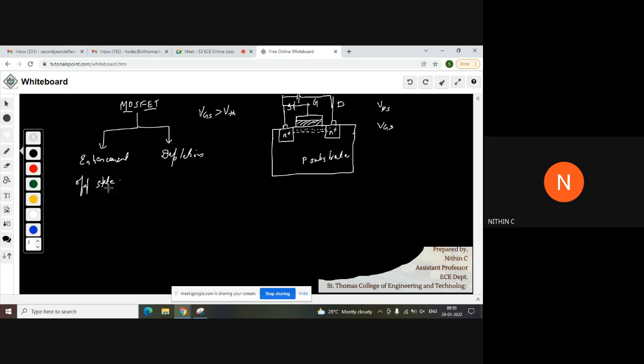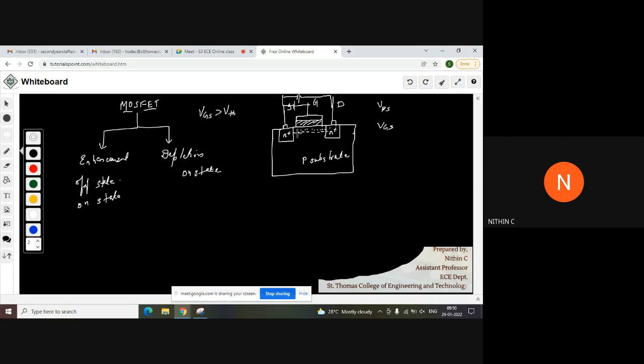If initially it is in the off state and we turn it into the on state by applying VGS greater than VTH, then such a MOSFET is called an enhancement MOSFET. In the case of a depletion MOSFET, initially it will be in the on state. We can only turn off this device by applying a turn-off voltage.